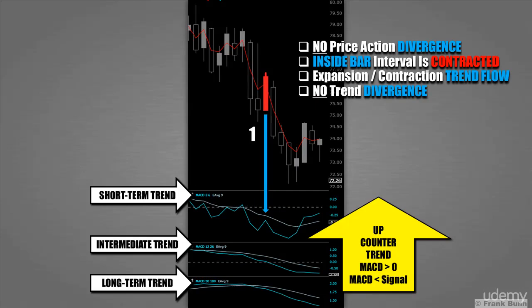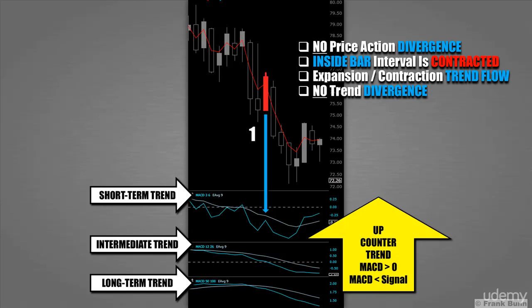Let's take a look at another example with another up counter trend moving lower. This is a great way to capture sell-offs in confirmed uptrends. We have the pattern key, no price action divergence, our inside bar interval is contracted, we have the proper expansion contraction trend flow, and no trend divergence. Again here, with our intermediate and long-term contextual trends at the bottom, we have our MACDs above the zero lines, but momentum going down.